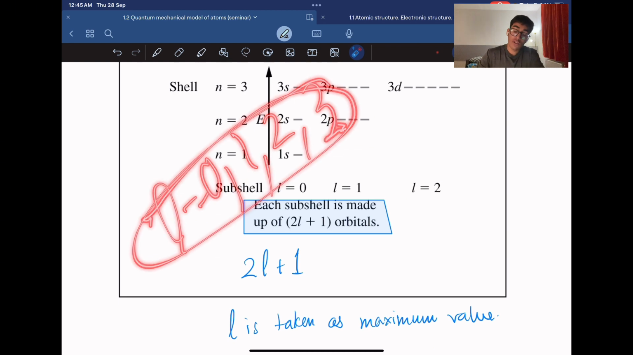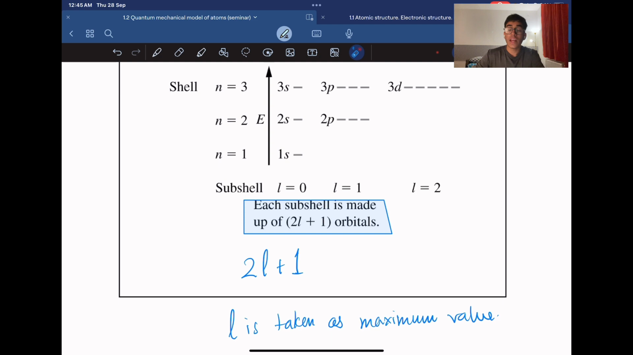So now we have our values of L, ranging from 0 to 3. Now you're going to ask me, okay, the formula says 2L plus 1. Which value of L should I use? You could use any value hypothetically, but we usually use the highest value. Why? Because that tells us the maximum number of orbitals that subshell can contain.